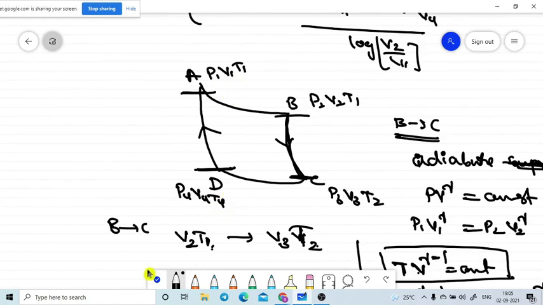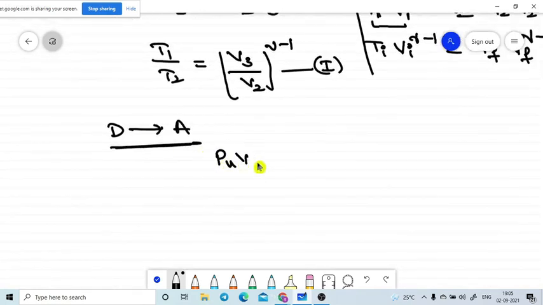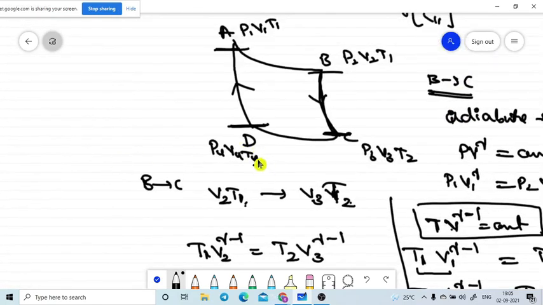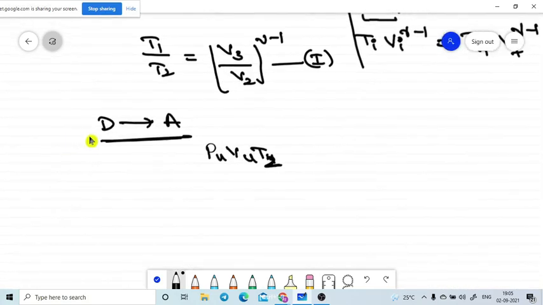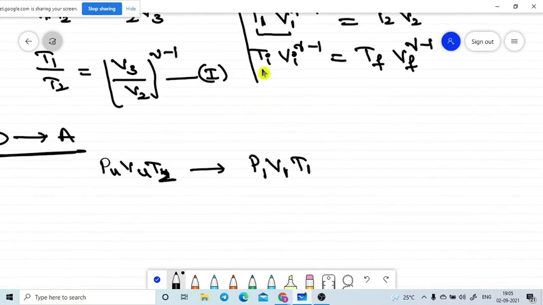P4, V4, T4 is the initial, so we move to P1, V1, T2. I wrote T2 here wrong, it is T2. So from here we are moving, the initial state to P1, V1 and T1 we achieve. So apply this formula in terms of T initial, V initial to the power gamma minus 1, equal to T final, V final to the power gamma minus 1. So this is the initial, this is the final.